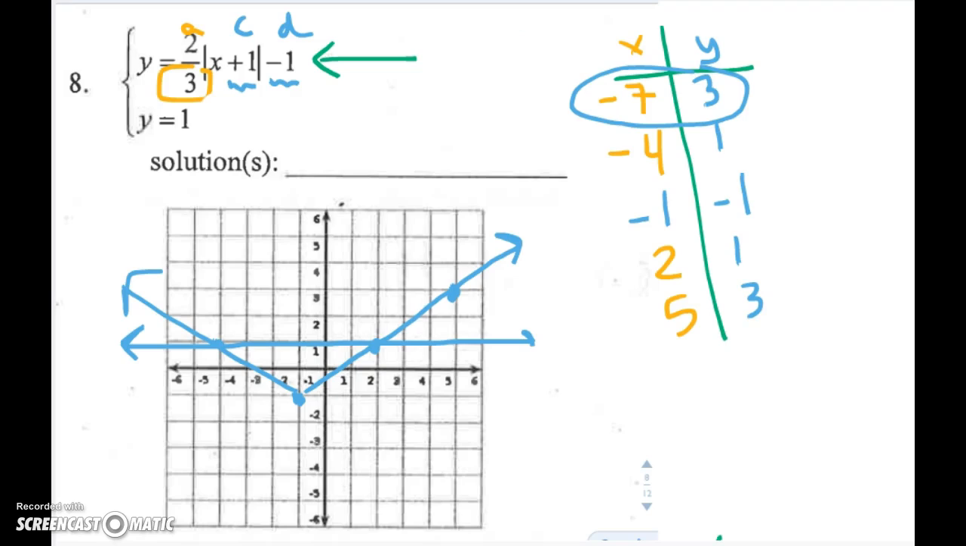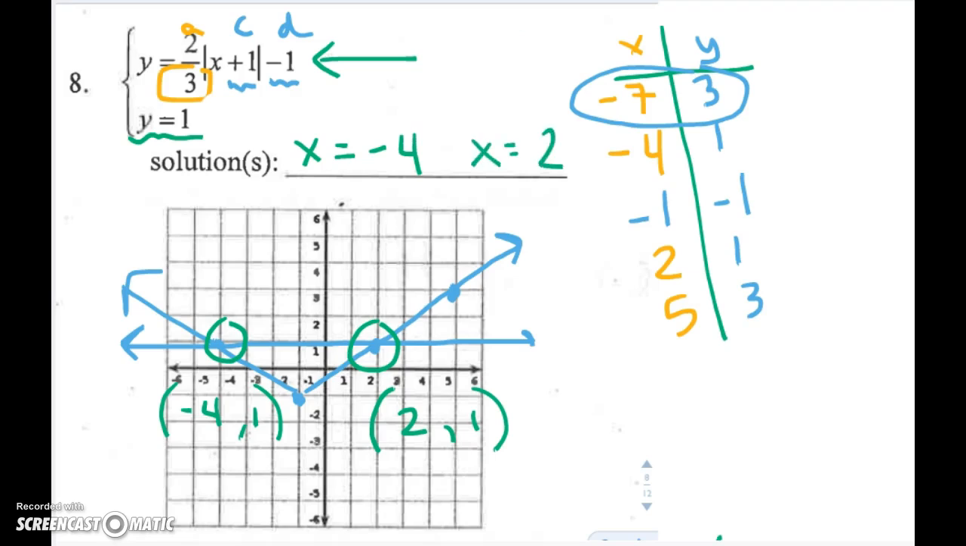And what you'll notice is in my system, because it's an absolute value function, I have 2 intersection points rather than just 1. And if I look at these coordinates, the one on the right, the intersection point, is 2, 1, and the point on the left is -4, 1. Both of these intersection points have y equals 1, and in this case, the only solution I'm really interested in are the x values. X equals -4 and x equals 2. And those are my solutions. This is how I solve a system of equations graphically when one of the equations is an absolute value function.